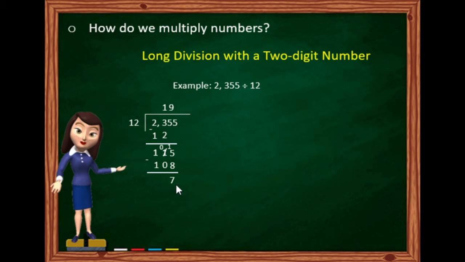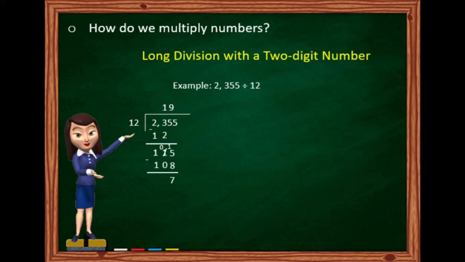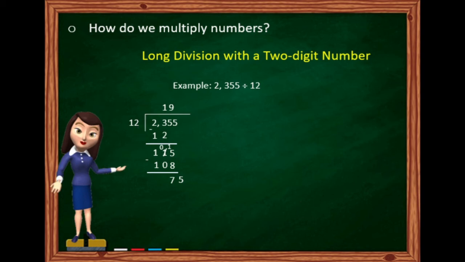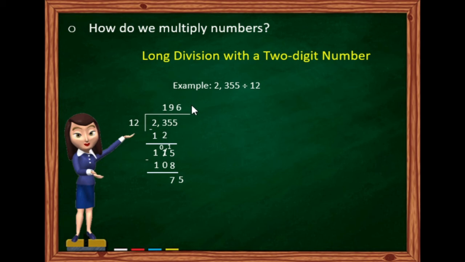Now, 7 divided by 12. Can we divide it or not? We cannot because 7 is small. So we drop down number 5 again. So it becomes 75 divided by 12. What's the answer? You get 6. Good job. And then 6 times 12. We get 72.